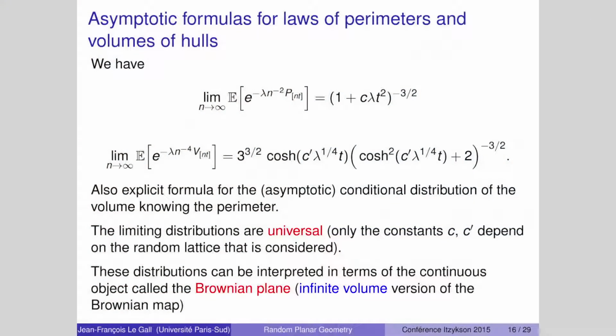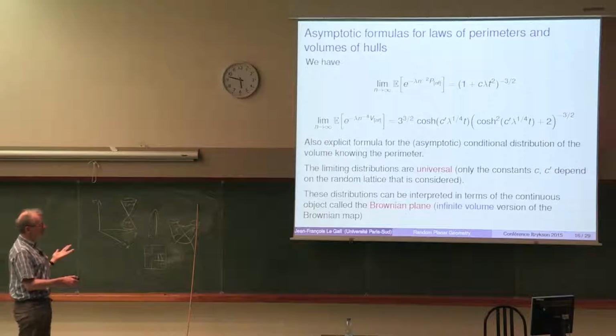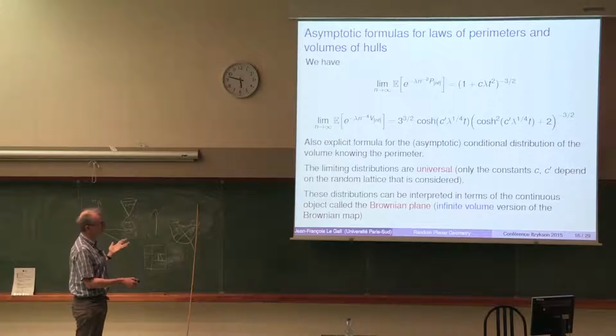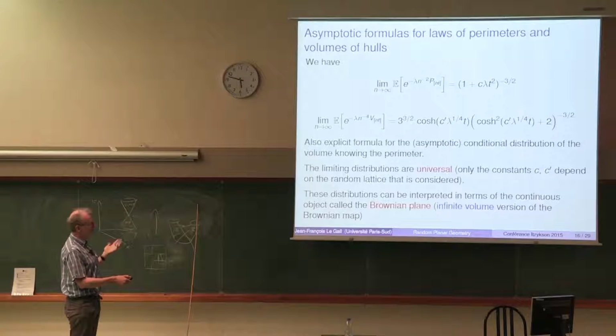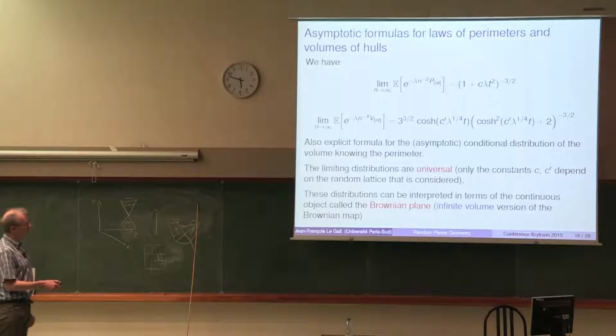Something that's interesting is that you can have explicit formulas for the asymptotic laws of perimeters and hulls. I've written here the asymptotic Laplace transform for perimeters. It's very simple. This is just a gamma distribution, quite standard. For the asymptotic distribution for volumes, you can also write explicitly the Laplace transform. It's less well known, apparently. I've never met this distribution before, but it can also be written explicitly. And you can do more. You also have formulas for the conditional distribution of the volume given the perimeter, and more complicated formulas.